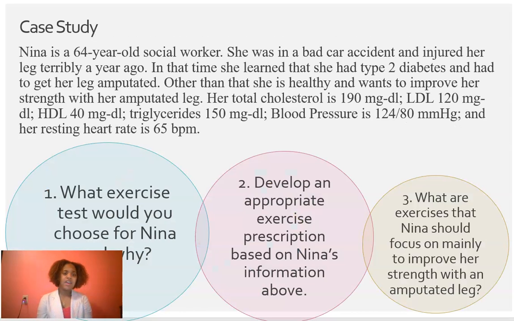Case study. Nina is a 64-year-old social worker. She was in a bad car accident and injured her leg terribly a year ago. In that time, she learned that she had type 2 diabetes and had to get her leg amputated. Other than that, she is healthy and wants to improve her strength with her amputated leg.